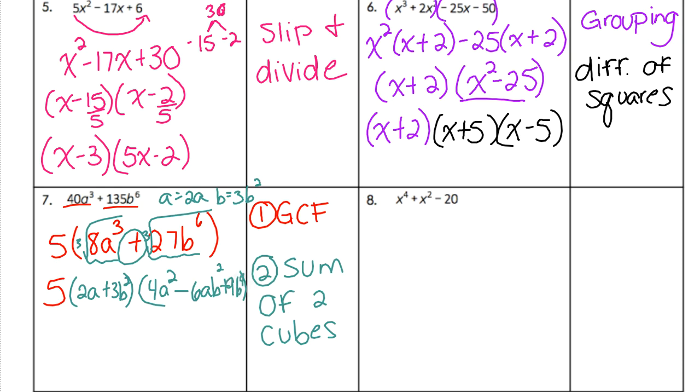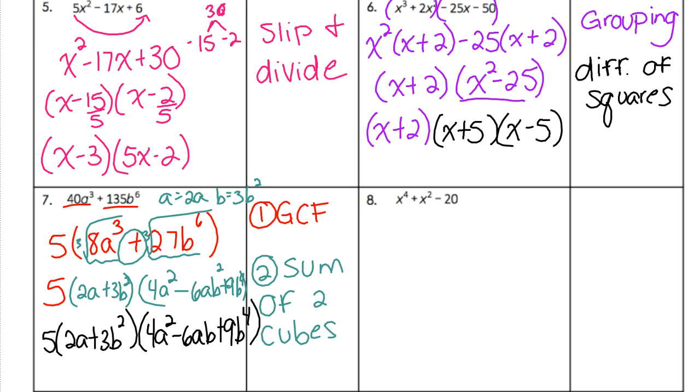Ooh, I ran out of room a little bit there. Let me write the final answer for you. So we have 5 times 2a plus 3b squared times 4a squared minus 6ab plus 9b to the 4th power. So there is my final factored form.